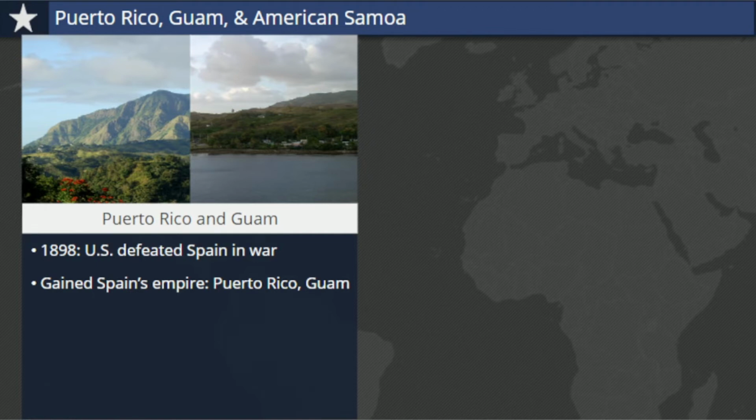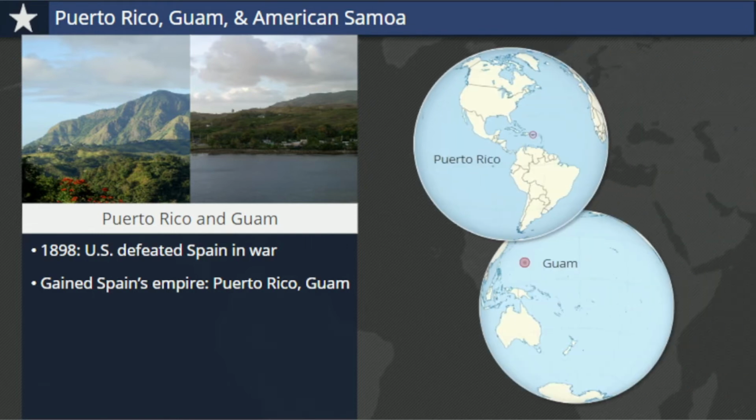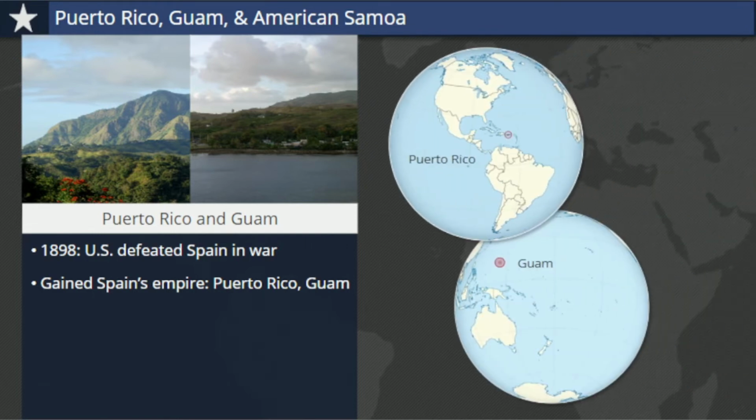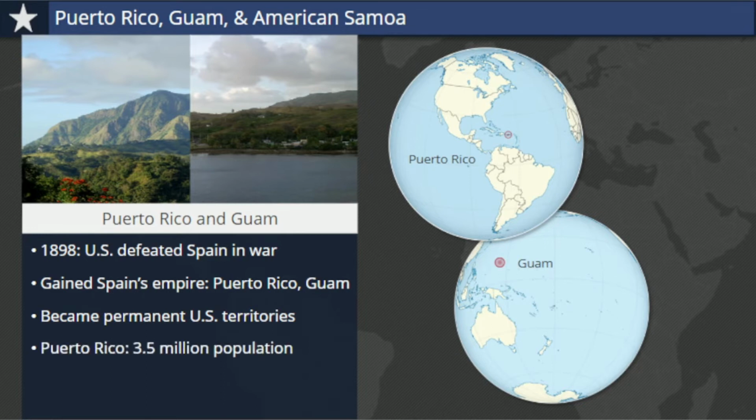The treaty that ended the war gave the U.S. control of Puerto Rico in the Caribbean and Guam in the Pacific. Both islands became permanent American territories, and the people who lived there are United States citizens today. Puerto Rico is a commonwealth with a population of about 3.5 million, making it by far the most populous territory in the U.S. More Americans live in Puerto Rico, for example, than live in Alaska and Hawaii combined.